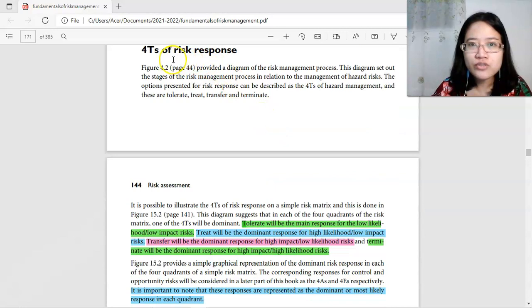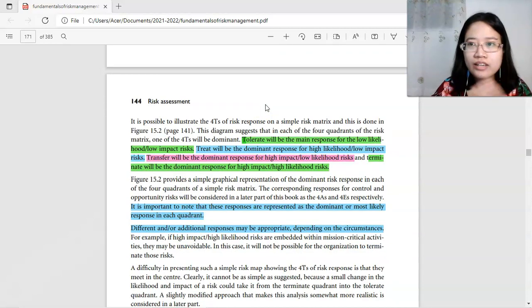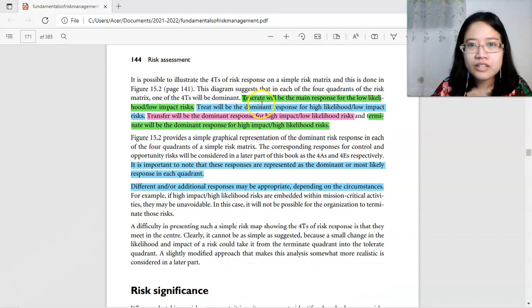Okay, 4 T's of risk response. Again, we have the tolerate, treat, transfer, and terminate. Okay, depending on, again, the level of the impact sa likelihood ng risk. Tolerate will be the main response for low likelihood and low impact risk. Treat will be the dominant response for high likelihood pero low impact. Transfer kapag high impact pero low ang likelihood niya. And then terminate kapag high impact tapos high likelihood din.